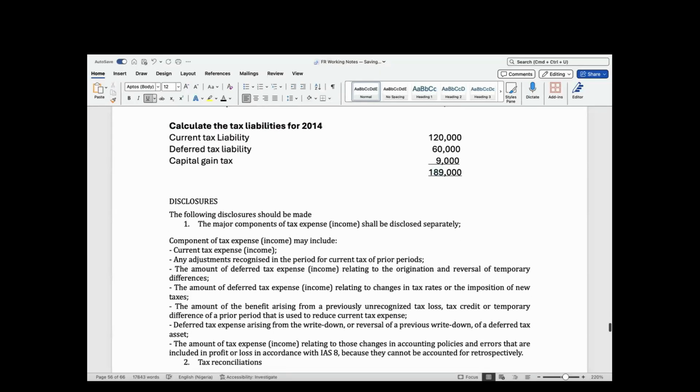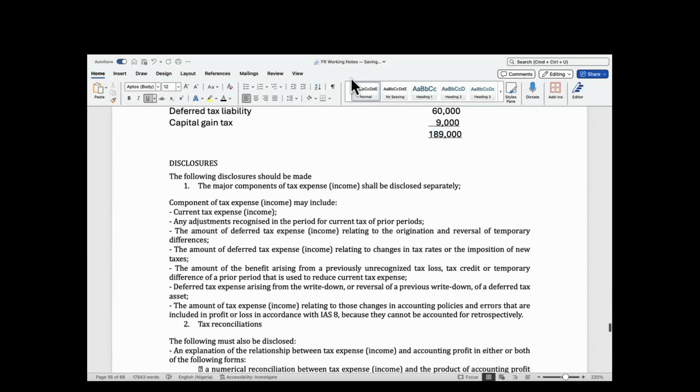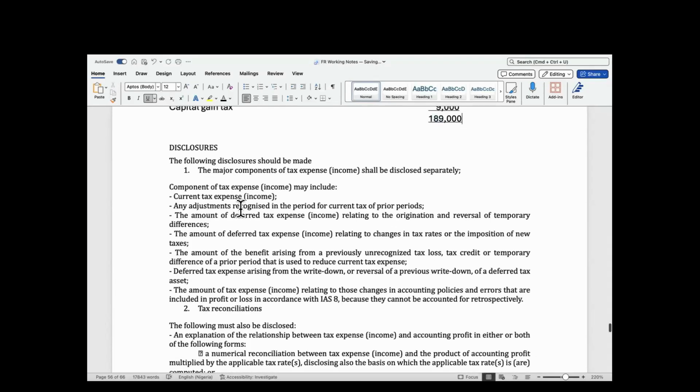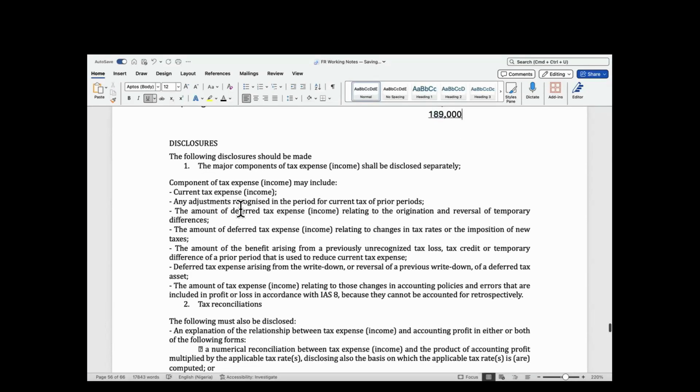Okay. Now, before we solve questions on deferred taxes, I just want to show you the disclosures for income tax. Ayobami, please go ahead before I go to my next discussion.